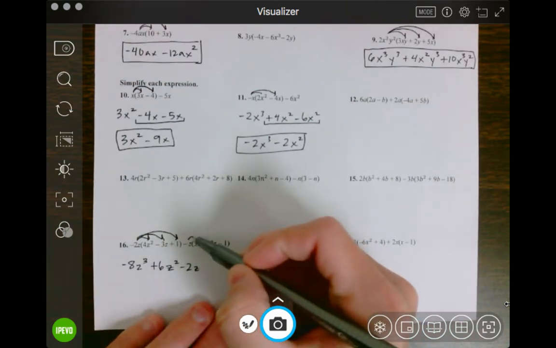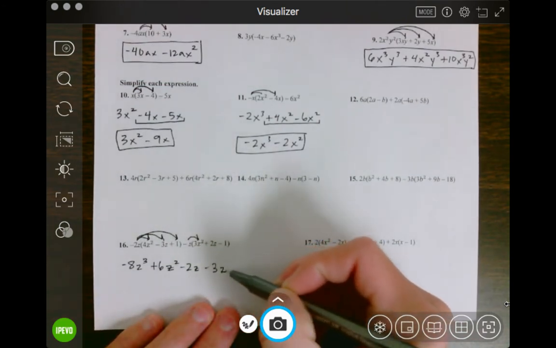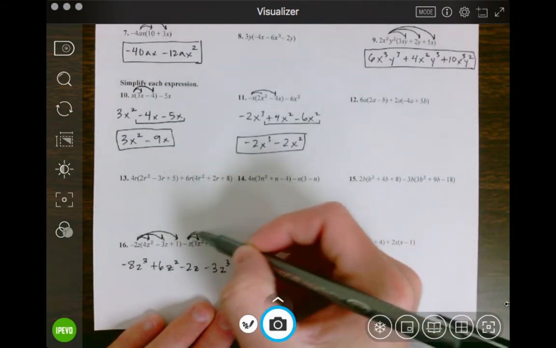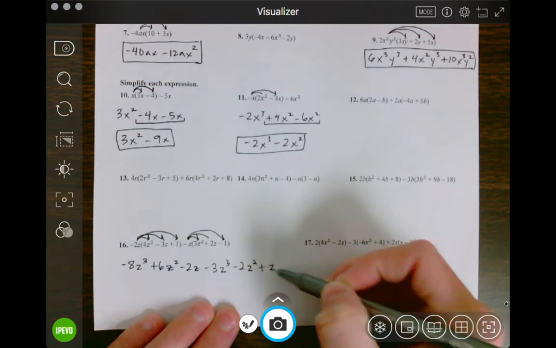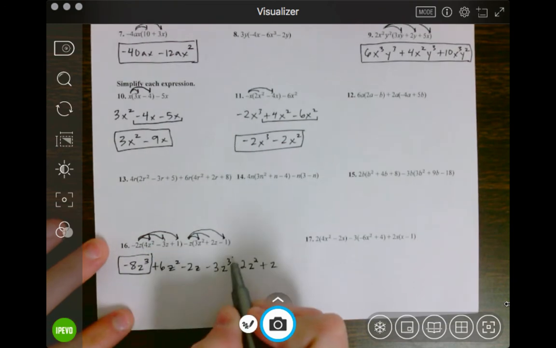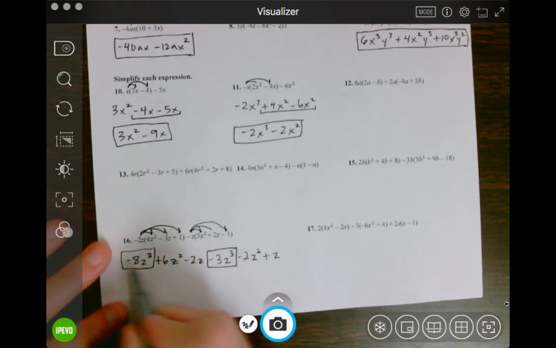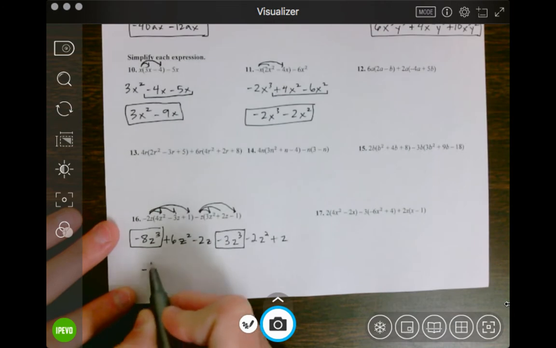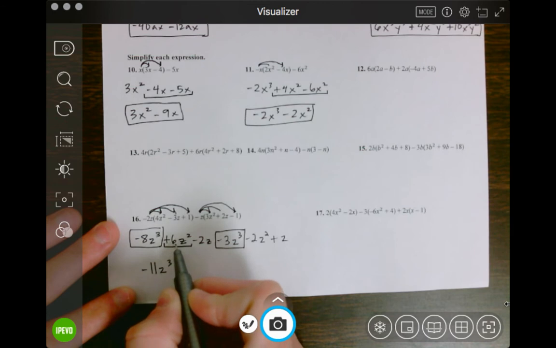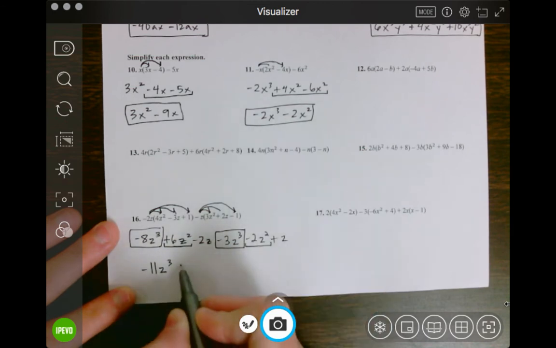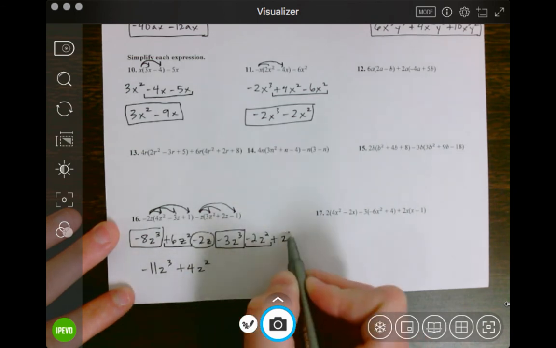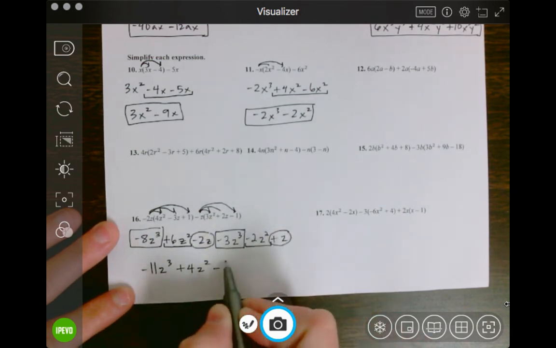Distribute my negative z here, so it's going to be negative 3z cubed. So it can be negative 2z squared. And then negative z times negative 1 will give me a positive z. So now we want to combine. So I have negative 8z cubed and negative 3z cubed. So they're both negative. So it's going to be a negative 11z cubed. And then we have positive 6z squared and negative 2z squared. So it's going to be a positive 4z squared. And then we have negative 2z, positive z gives me a negative 1z.